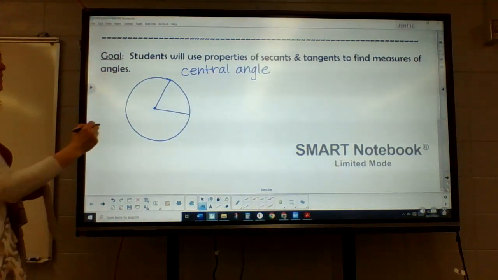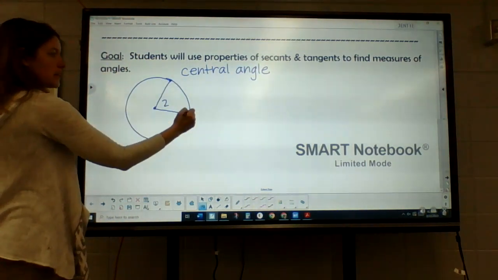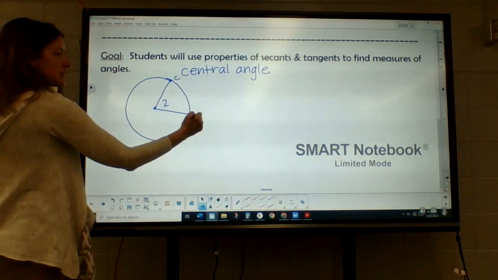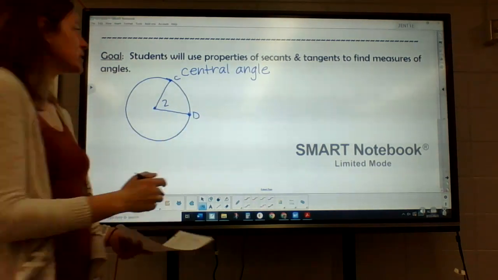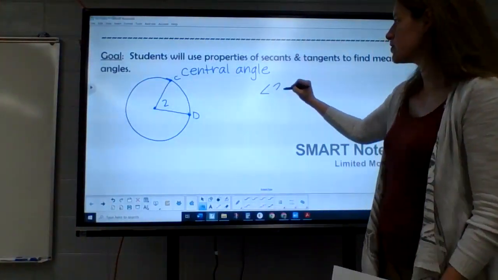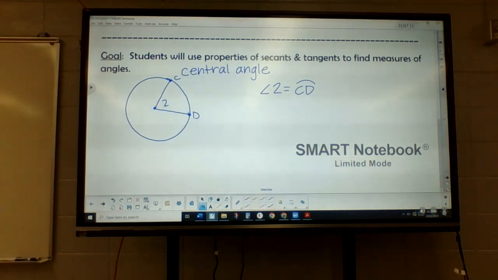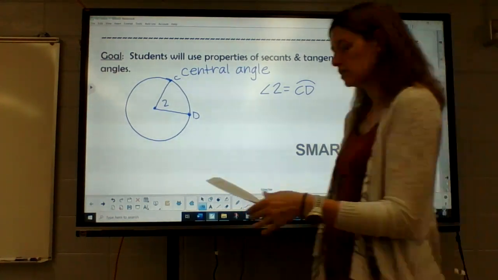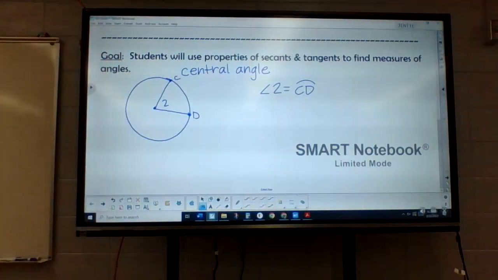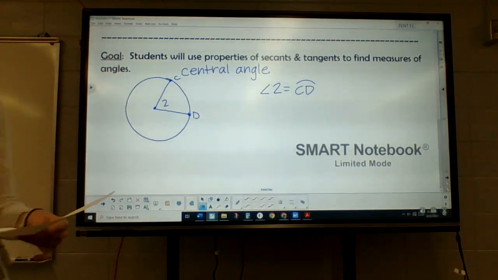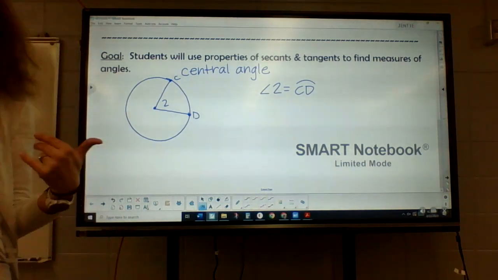So I'm going to call this angle 2 here. I'm going to call this CD. So remember, the central angle, angle 2, is just going to equal the measure of the arc CD. So this is what we talked about in the warm-up. When it's a central angle, that arc and the angle are the same measure. We've used this throughout the chapter, and I just want to make sure that's clear, that those two are the same. So again, that's a review idea. That's not new today.